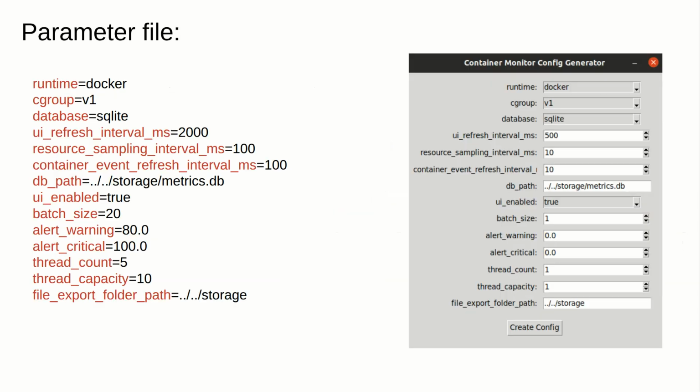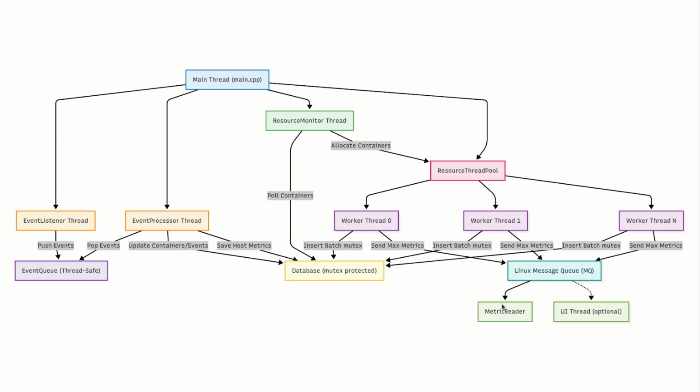And in the parameters also we can enable or disable the UI. That's the reason why we have plotted it in a dotted way. It's an optional thing, you can have it or you need not have it, that's up to you.